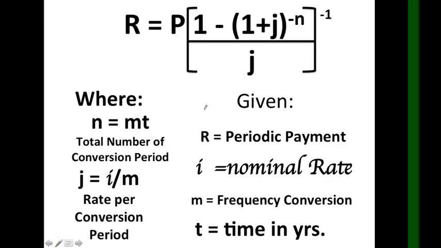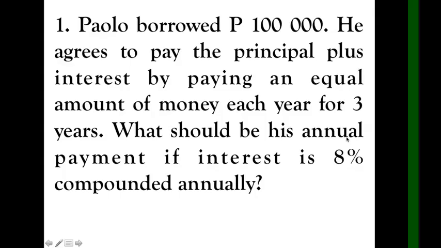It should be P, the present value, not R, because R is what we are looking for. So P is the present value, I is the nominal rate, M is the frequency conversion, and T is time in years. So we have an acronym PIMT for this one. Okay, let's have an example.